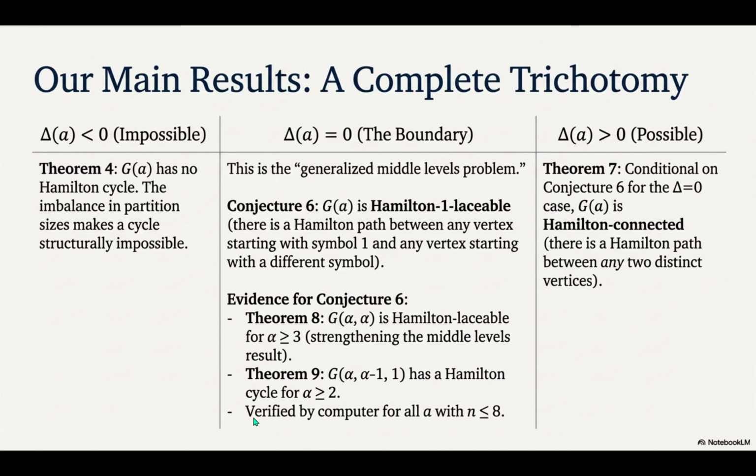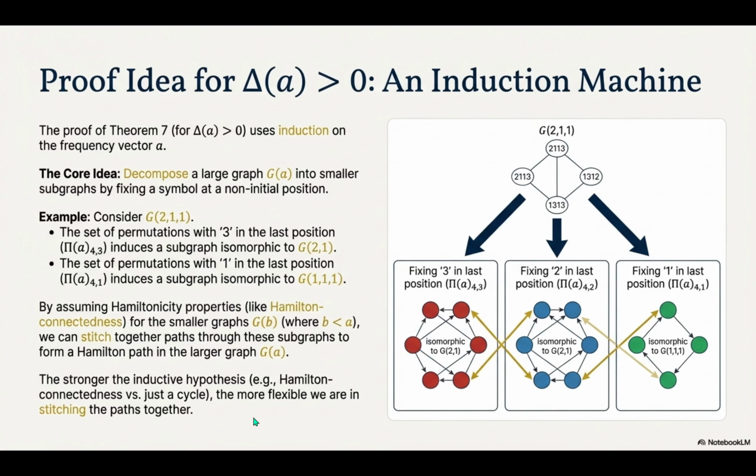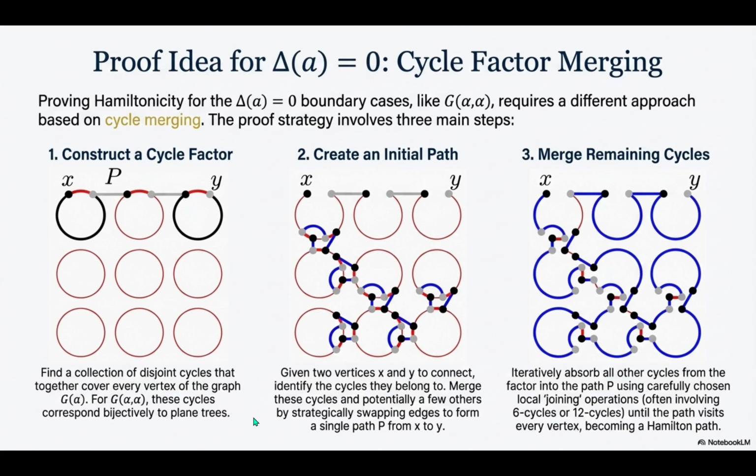So given that the induction machine can't get started on its own at the boundary, the proofs there must use a totally different strategy. A completely different strategy. It's called cycle factor merging. Okay. If the induction machine is top-down decomposition, this is bottom-up surgery. Surgical how? First, you find a way to cover the entire graph with lots of little separate loops. A cycle factor. So you break the whole graph into tiny manageable cycles.